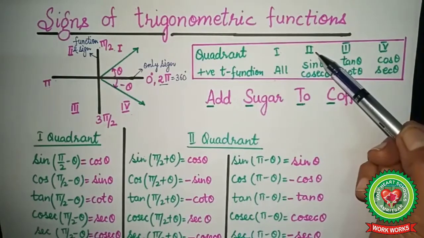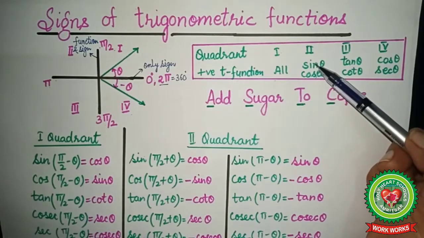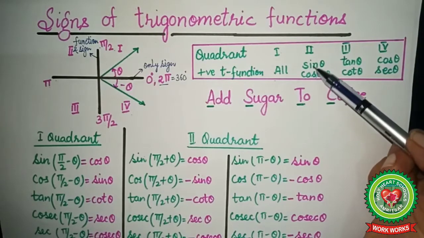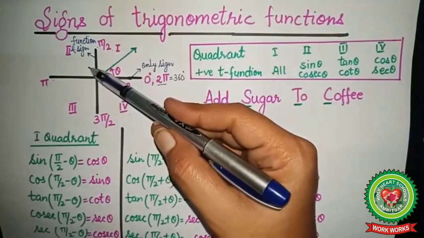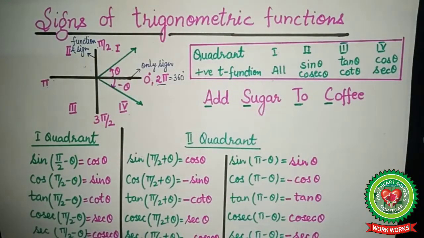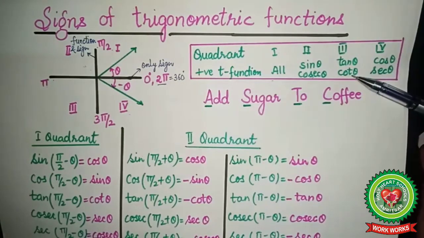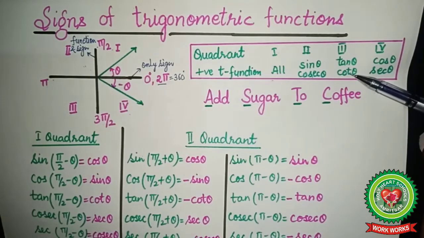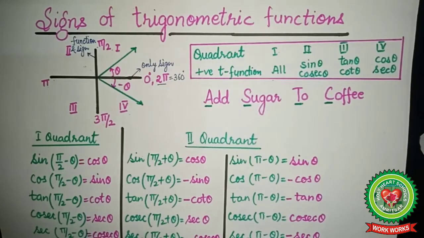Now, second quadrant is meant for sine theta and cosecant theta. Firstly sine and its reciprocal. So these two functions are positive in the second quadrant, except these two, all others are negative. So in the second quadrant, positive functions are only sine theta and cosecant theta. Similarly, in the third quadrant, tan theta and cot theta are positive, all others are negative. In the fourth quadrant, cos theta and secant theta are positive, all others are negative.